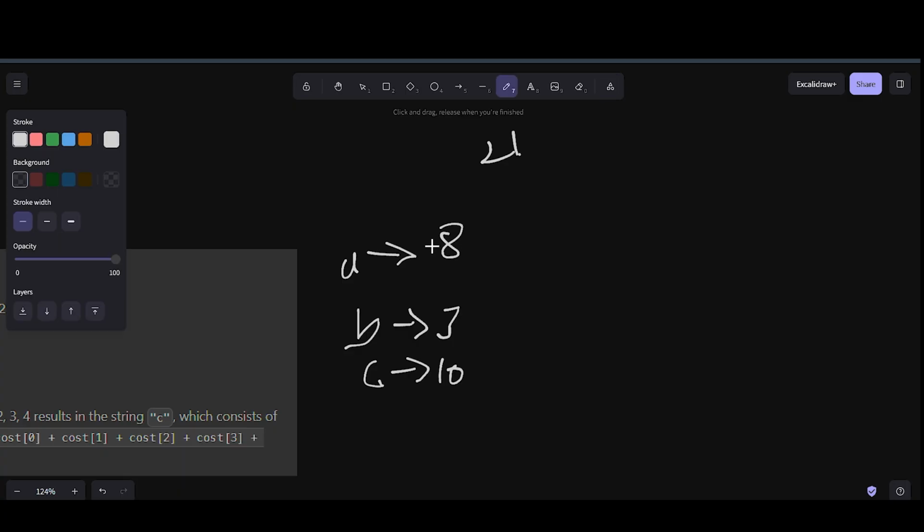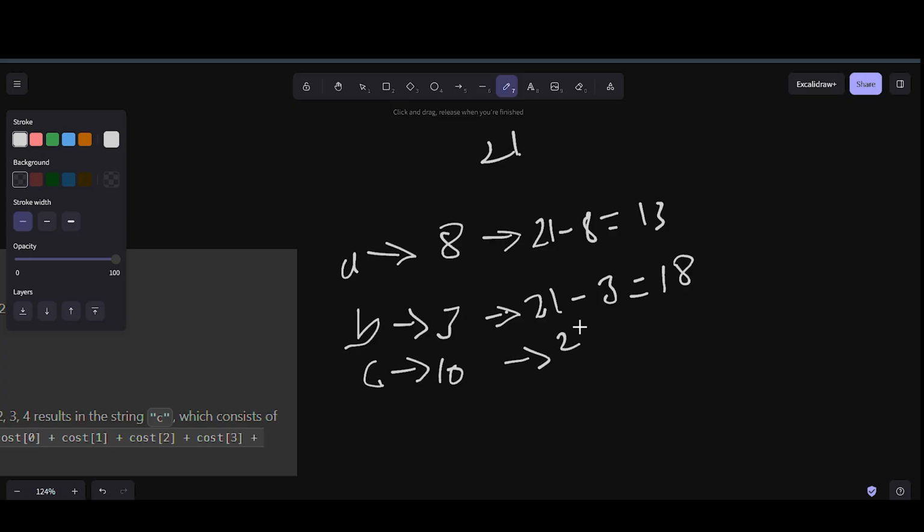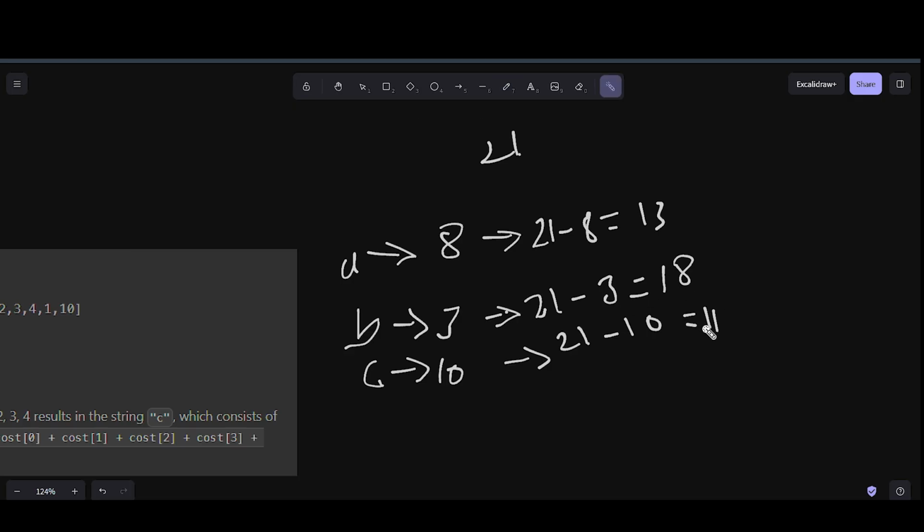So we have to keep A, so we have to remove B and C. So what is the cost of B and C? If you do 21 minus 8, what do we get? We get 13. If we want to keep B, we have to remove A and C. So 21 minus, if we remove the B value, which is 3, then we get 18. If we want to keep C, we have to remove A and B. So 21 minus 10, what do we get? We get 11. So here we get the values. If you want to keep C, we have to pay 11 cost. If we want to keep B, we have to pay 18 cost.